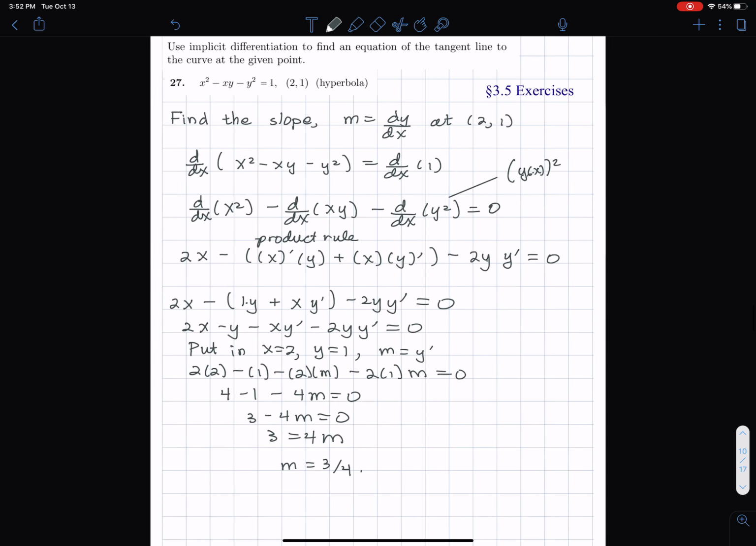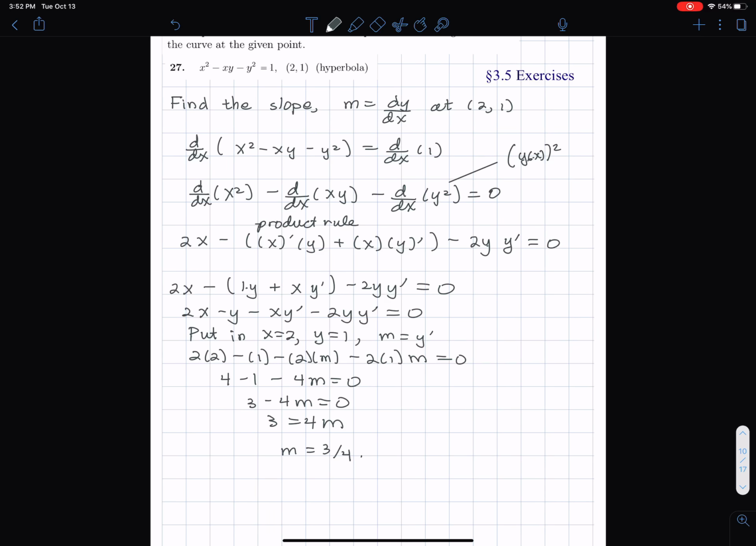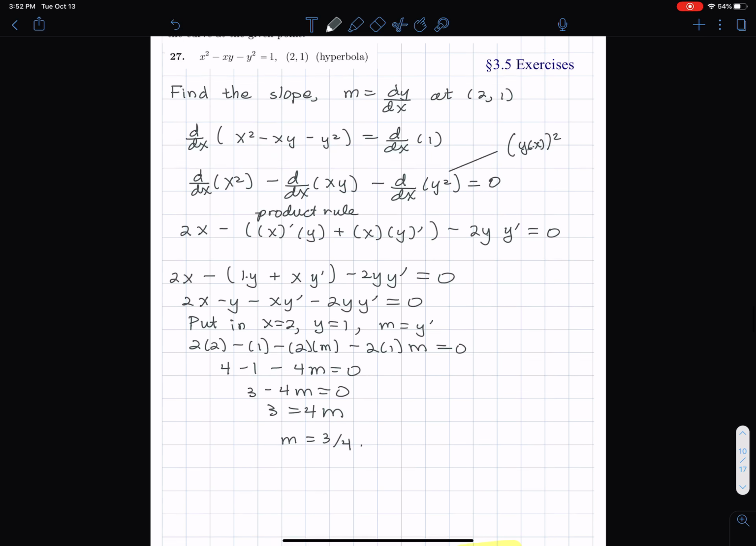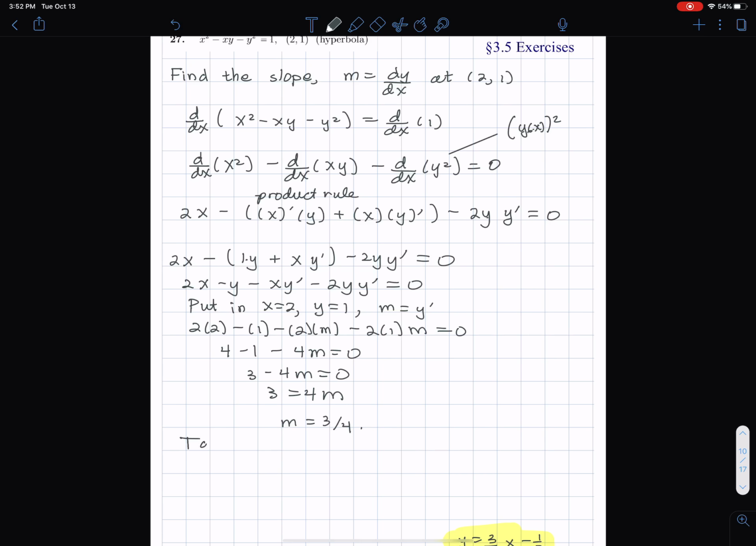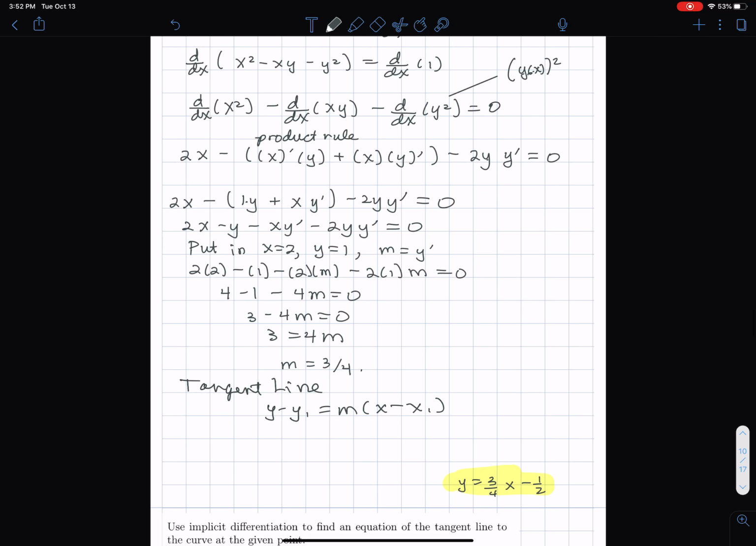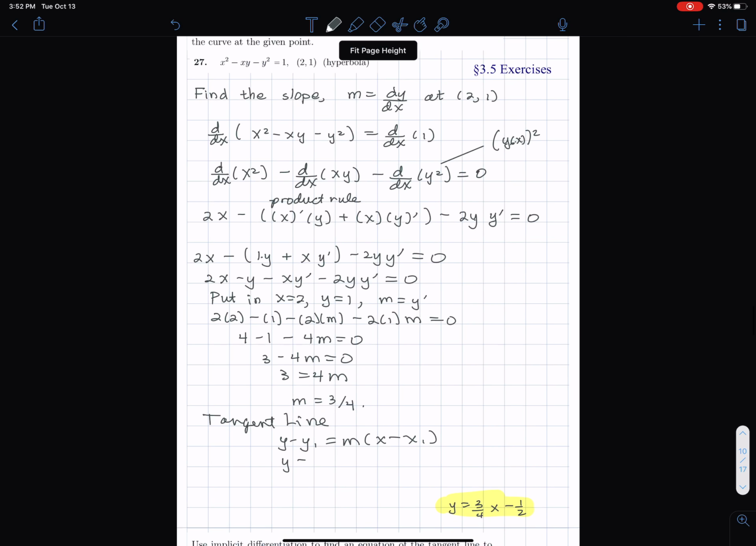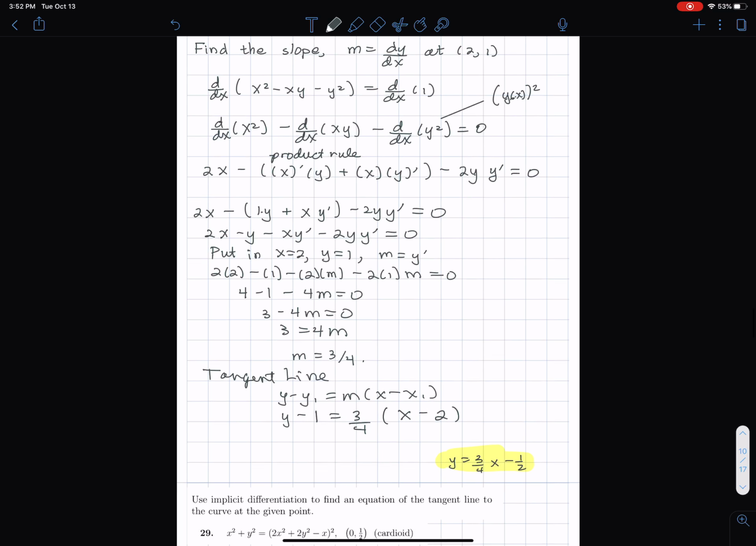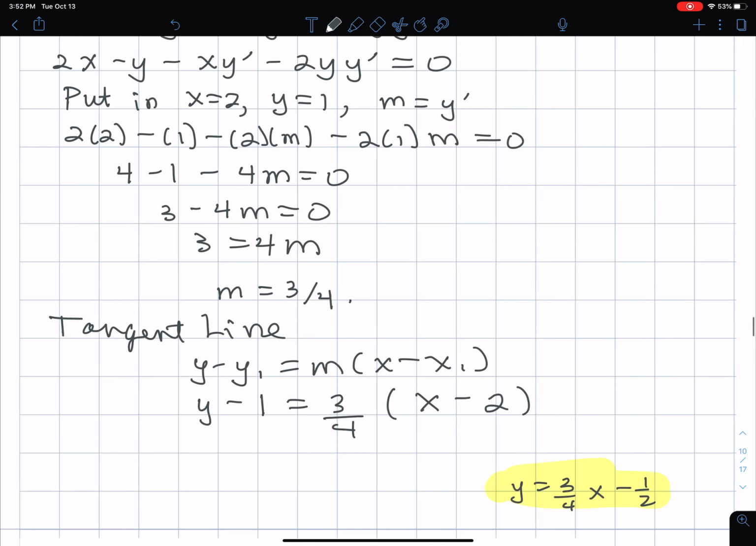Okay, that's the slope of the tangent line. It's the derivative dy dx evaluated at x equals 2, y equals 1. And now we're going to work on the tangent line. I'll use the point-slope form of a line. And I'm going to plug in again x equals 2 and y equals 1, and m equals 3/4. I wrote the answer down there just to double check that I get this right.